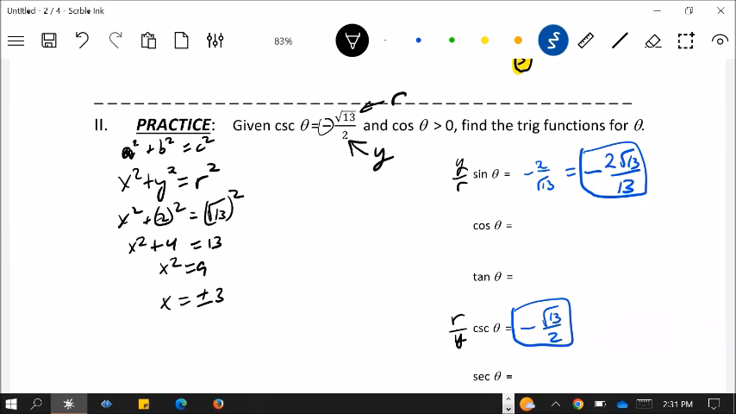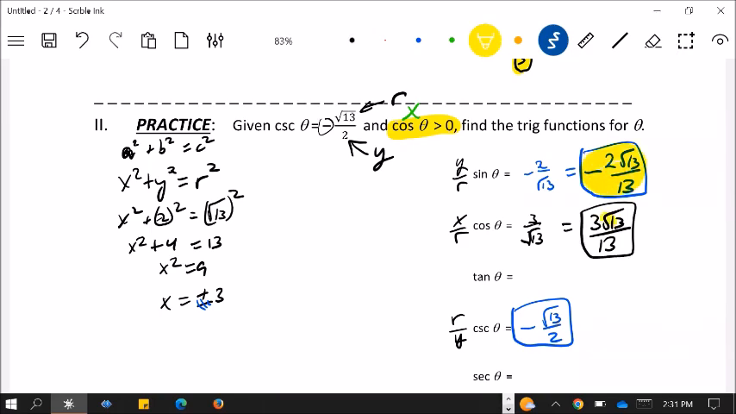Now here, it tells us cosine is greater than 0. Cosine is the x. Because it's greater than 0, that means it's positive, and so we'll throw out that negative 1 and only use the positive 3. And now we know that's x over r, so it's 3 over root 13. And then that's 3 times root 13 over 13, because we had to get the square root out of the denominator.